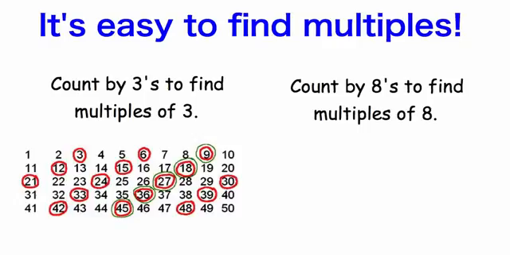So it's really easy to find multiples. You count by threes to find the multiples of threes. So 3, 6, 9, 12, 15, 18, 21, 24, and so on.